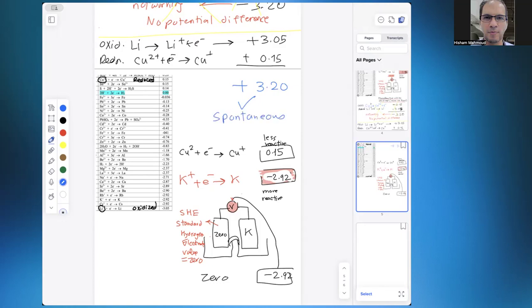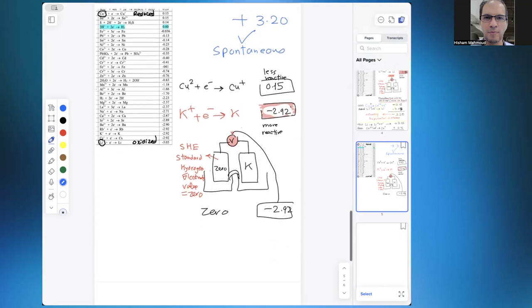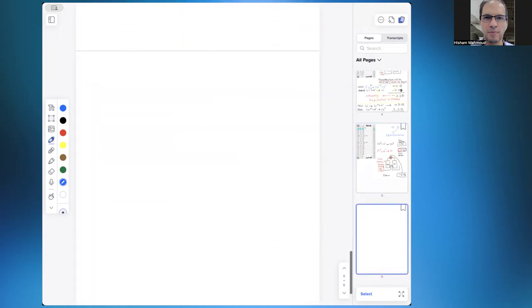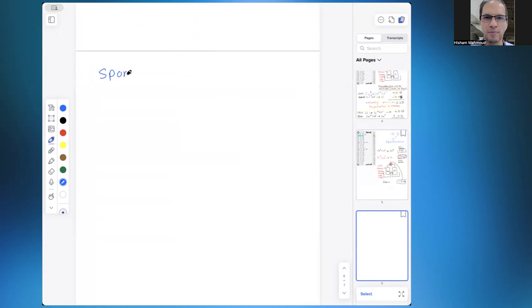Do you remember when we said it is spontaneous? It means that the reaction is going to happen. This is the same word that we used last year, when we say is the cell a spontaneous cell or a non-spontaneous cell. What is the meaning of spontaneous? Spontaneous means it happens on its own. So on its own, the reaction is going to make a current without me intervening.